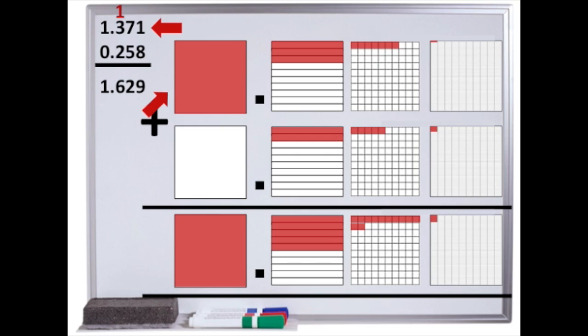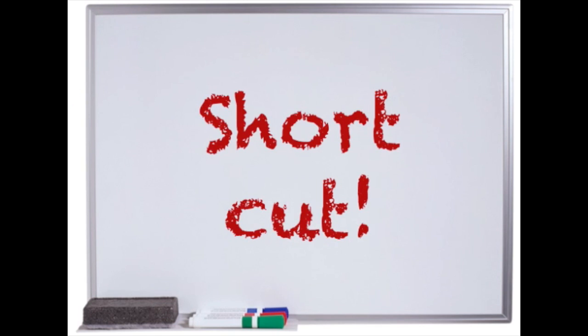So 1.371 plus 0.258 equals 1.629. Did you get the same answer when you tried it by yourself? Great work. Let's have a look at the shortcut. I wonder if you worked it out by yourself.